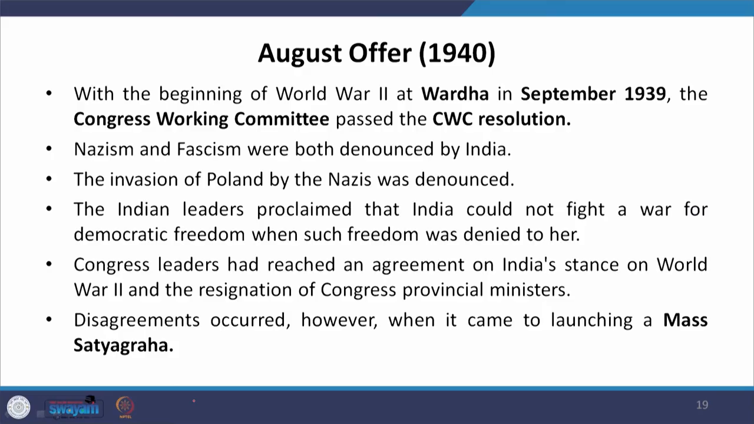With the beginning of World War II, at Wardha in September 1939, the Congress Working Committee passed the CWC resolution. The Indian leaders' position was very clear. They denounced both Nazism and fascism. The invasion of Poland by the Nazis was criticized, and the Indian leaders proclaimed at that point that India cannot take a side and fight a war for democratic freedom when such freedom was denied to her in the first place. Congress leaders had reached an agreement on India's stance on World War II and the resignation of Congress provincial ministers. However, disagreements started cropping up.